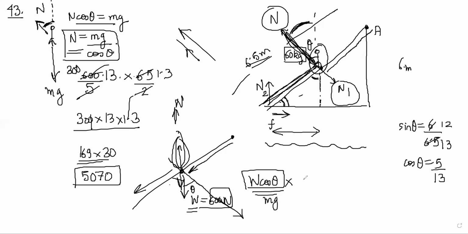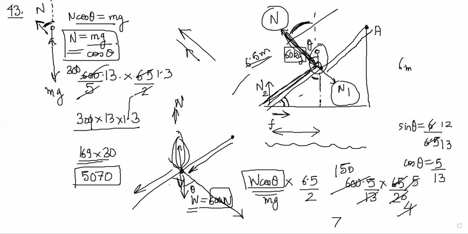And then you multiply by the distance, which is 6.5 by 2, and it is 600 into cos theta, which is 5 by 13, into 6.5, so 65 by 20. This becomes 5, this becomes 4, this becomes 150, into 5 is 750. So now the answer is coming. You understand? So there are differences in how you draw your free body diagram.